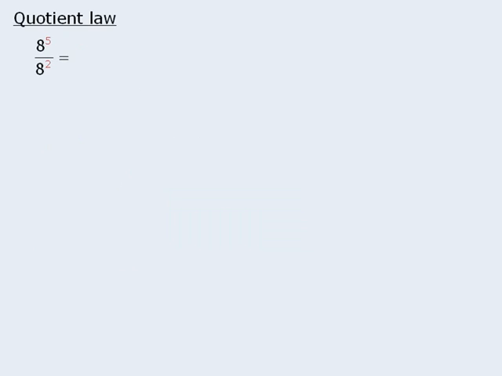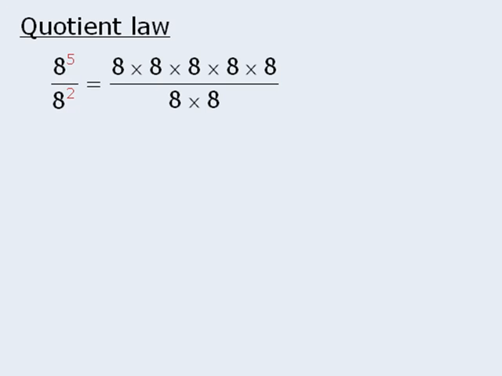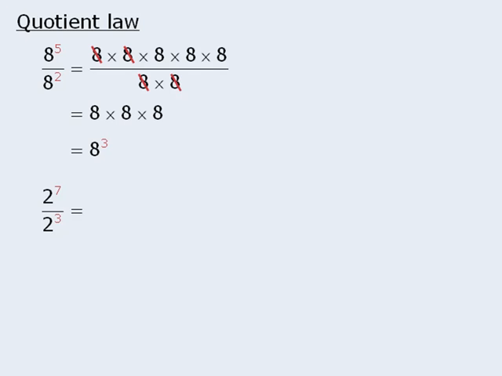Okay, the next law is called the quotient law. Once again, we will set up this law with an example. Let's begin by rewriting the numerator as follows, and then rewriting the denominator as follows. At this point, we can eliminate 2 8's from the top and the bottom to get the product of 3 8's, which is equal to 8 to the power of 3. So 8 to the power of 5 divided by 8 to the power of 2 is equal to 8 to the power of 3. Now consider this example.